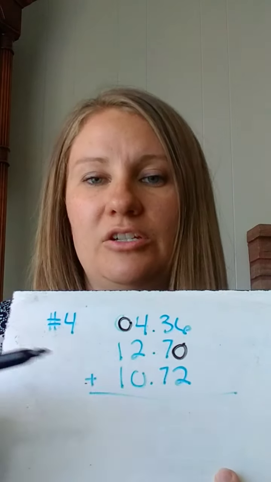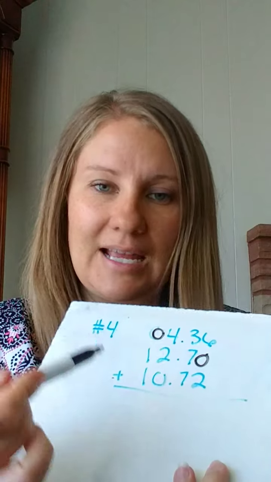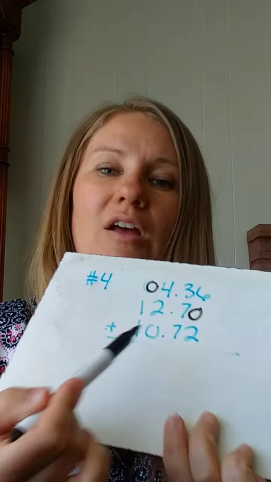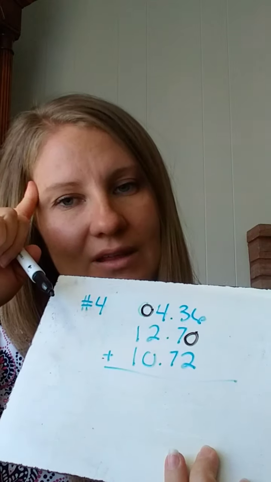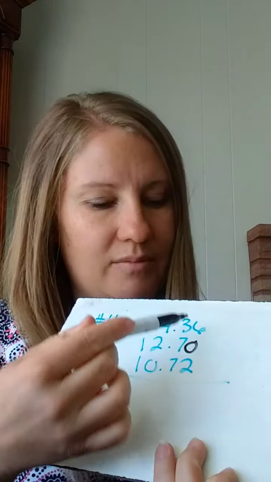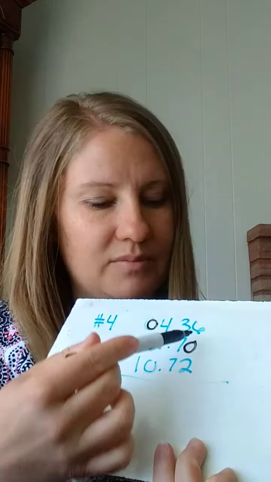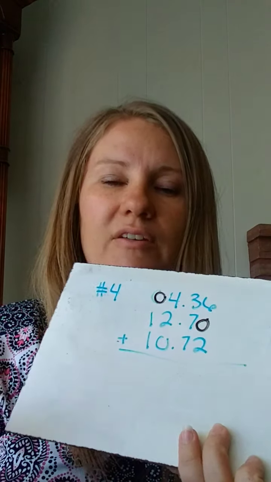The other thing I like to do is think of this as money. So it's going to look like $4.36, $12.70, $10.72. Now the problem isn't money, so we don't need to label it, but if I think of it like money, it seems to go better. All right, so let's go ahead and add up our columns. 6 plus 2, 3 plus 7 plus 7, 4 plus 2 plus 0, and 1 plus 1. So go ahead and fill those in.